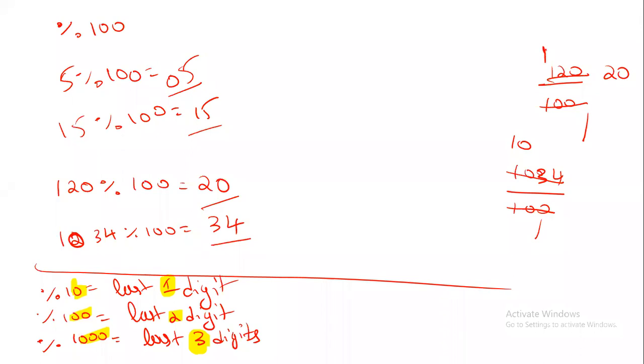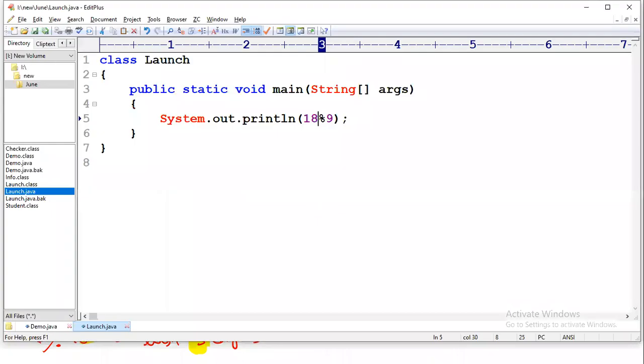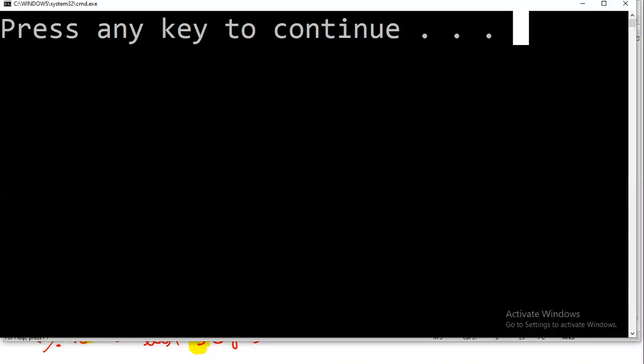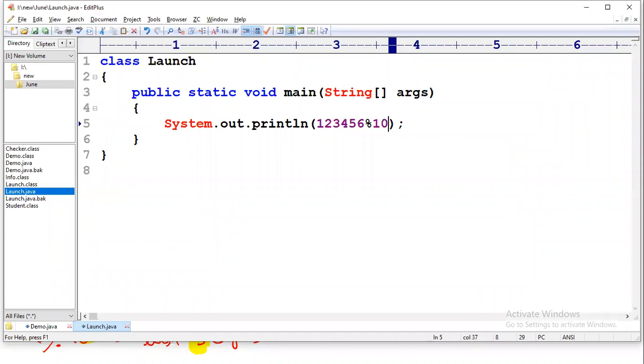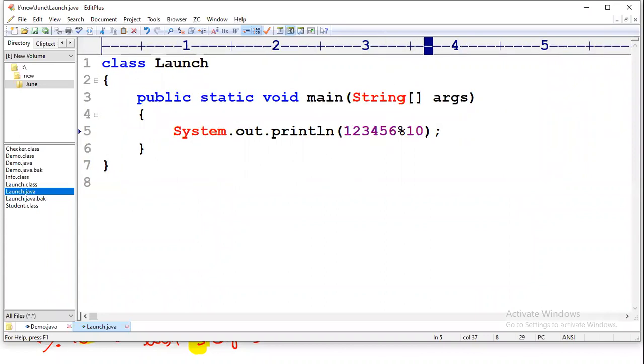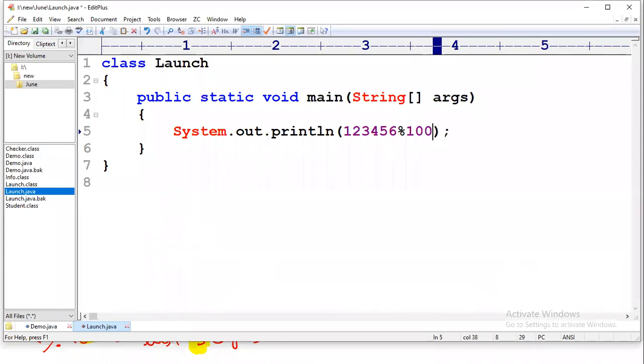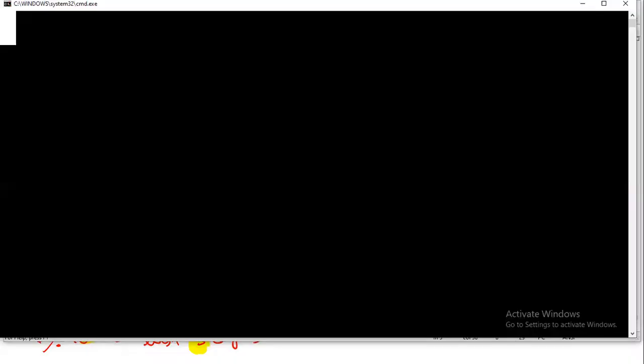If I have a number, maybe 1, 2, 3, 4, 5, 6. I'll first try mod 10. In mod 10, how many zeros are there? 10, one zero is there. So I'll get the last one digit, that is 6. I'll get the answer as 6. If I use mod 100, in 100 there are two zeros, so I'll get the last two digits here. 56 I will get. Let's see. I'll get the output as 56.